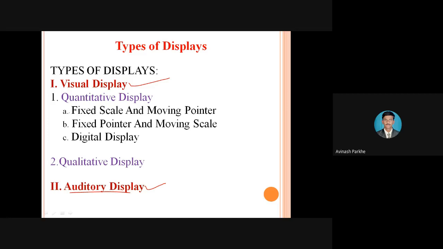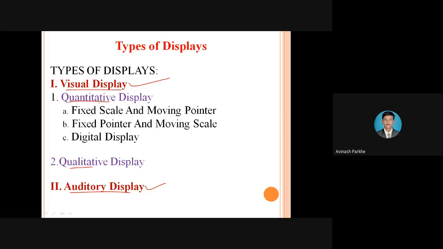But one by one, we will discuss each and every type of display. The first is called a visual display. That visual display is again divided into two subtypes. One is quantitative and another is qualitative. Quantitative means whatever output you get will be available in the form of quantity. For example, if I have to measure the temperature using a quantitative display, you will get the temperature as 30 degrees Celsius, 35 degrees Celsius, 80 degrees Celsius, 100 degrees Celsius.